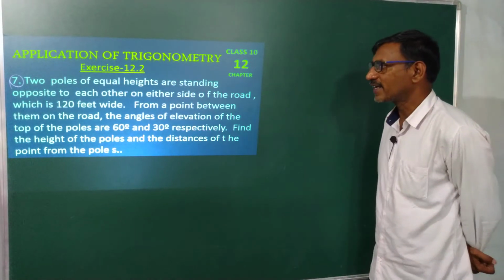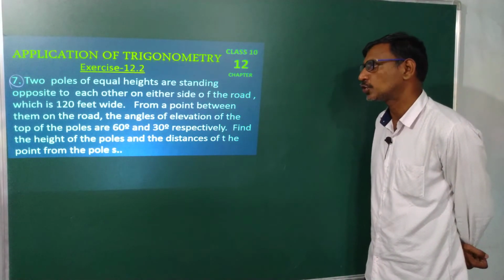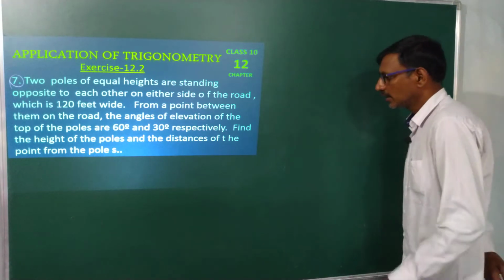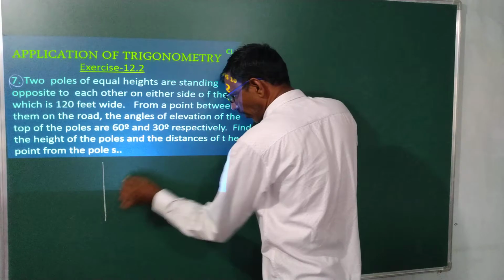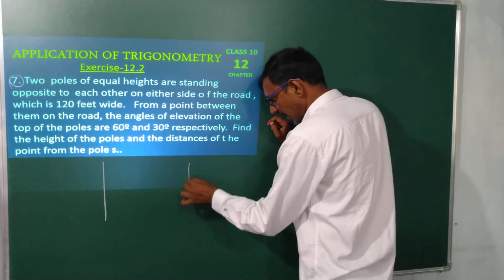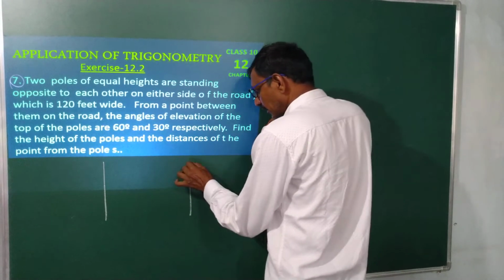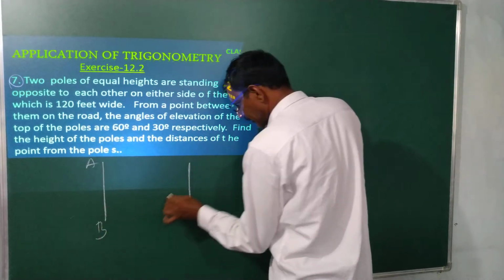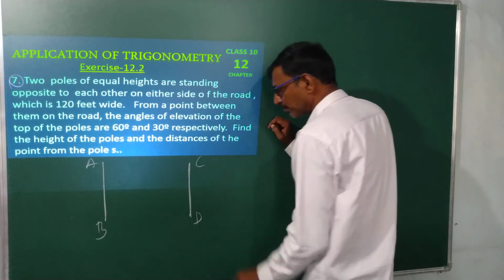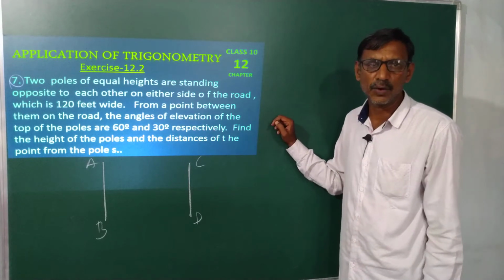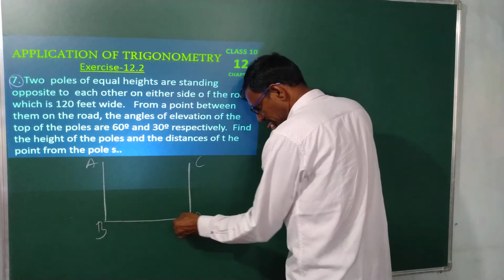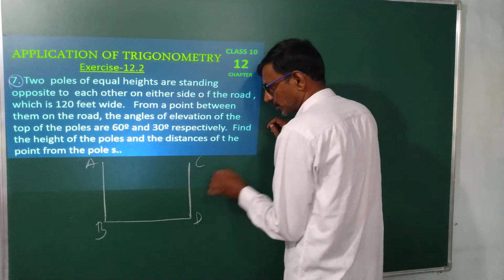Two poles of equal heights are standing opposite to each other. Suppose this is one pole and this is another pole. They have equal heights. Say AB and CD are my poles of equal heights. Suppose this is the distance between these two poles.